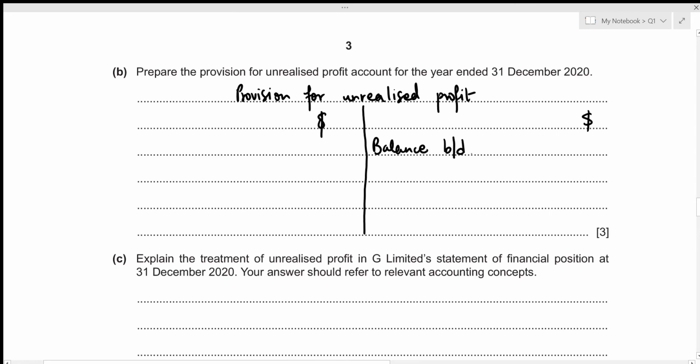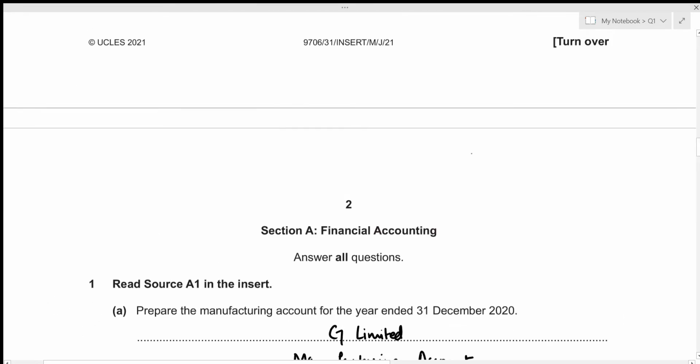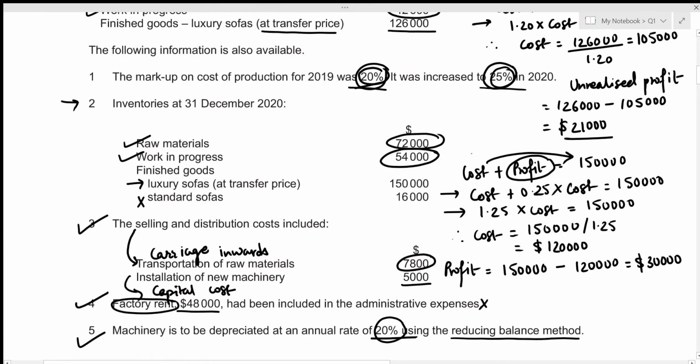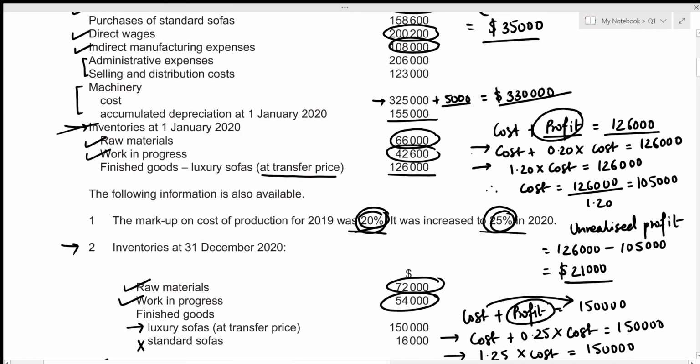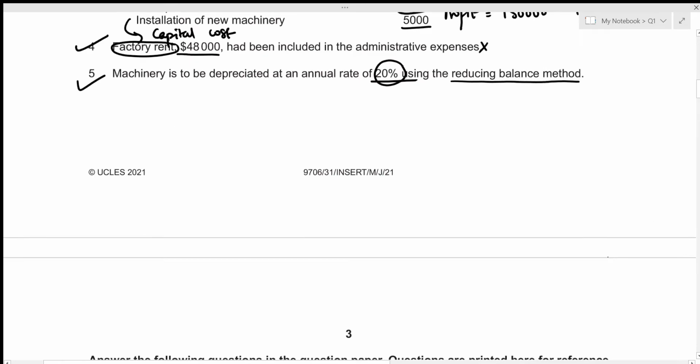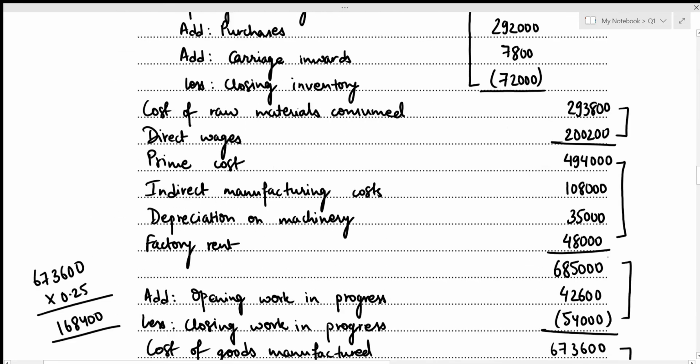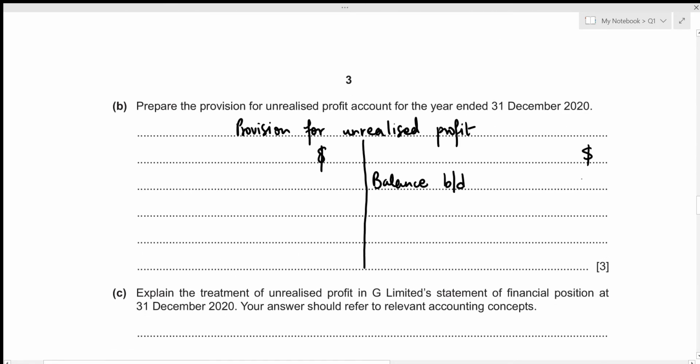So let's have a look at the above information. We already figured it out. So the cost for the opening inventory of finished goods was actually 105,000, and then the unrealized profit associated with that cost was 21,000. So let's write it down in our provision for unrealized profit account. For opening, that's 21,000. Now, if the opening balance of unrealized profit is on the credit side, then the closing one will be definitely on the debit side.